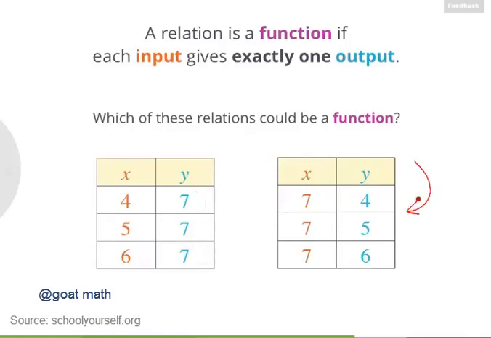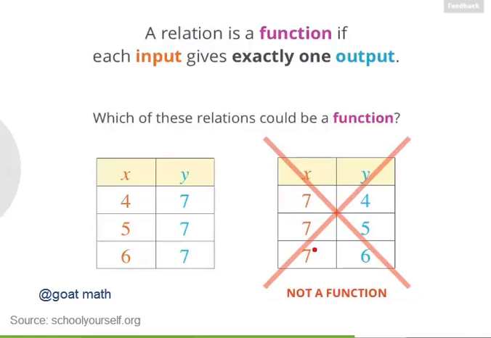But for this relation on the right, the first row says when you put in a 7, you get out a 4. The second row says when you put in a 7 again, you get out a 5. So it can't be a function. And the third row gives you yet another output for the same input. So this table can be a function, and this one can't.